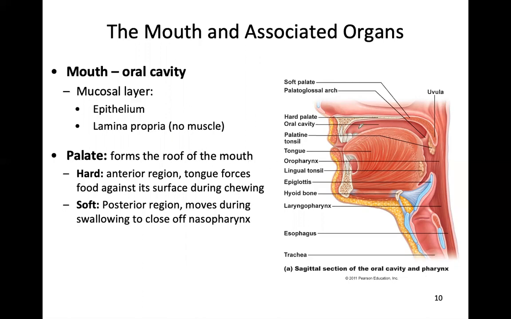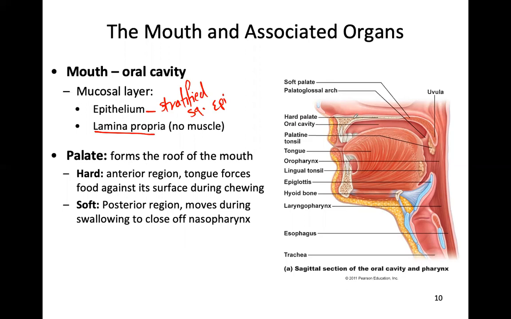The mucosal lining of your mouth, which is what lines the mouth, is epithelium. The epithelium is going to be stratified. If you guys remember, stratified means many layers, a squamous epithelium. So basically you have many layers of flattened cells lining your oral cavity. And another characteristic you need to know: the lamina propria, which usually contains smooth muscle, there is no smooth muscle in that layer.